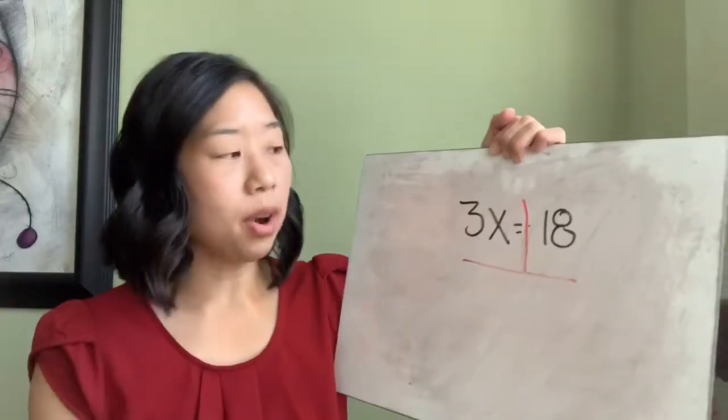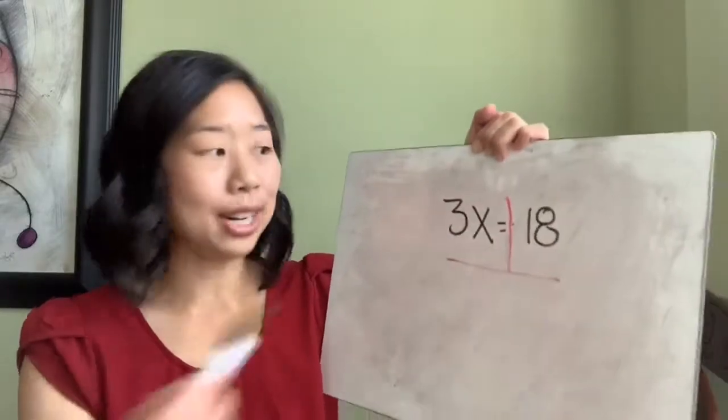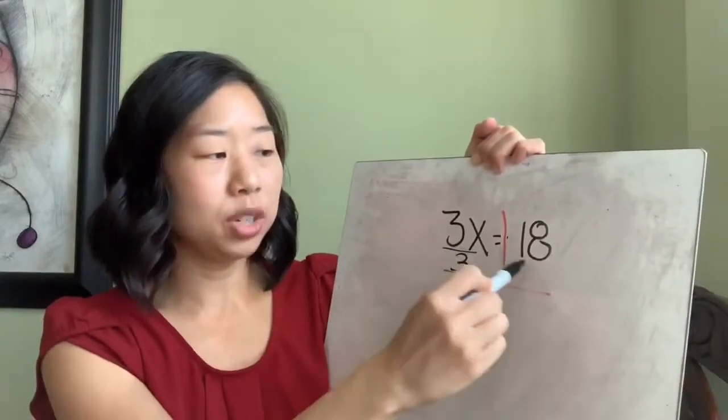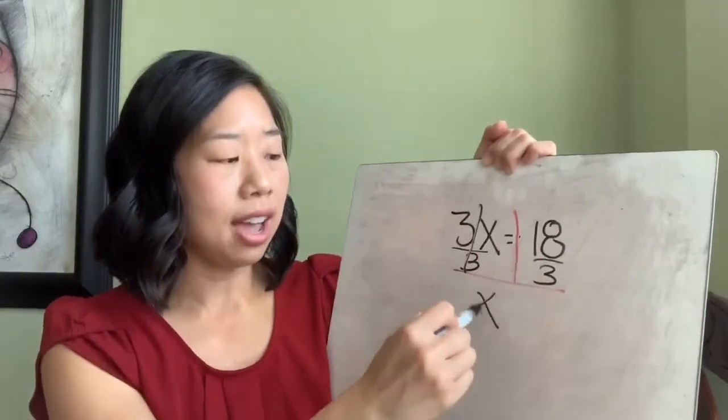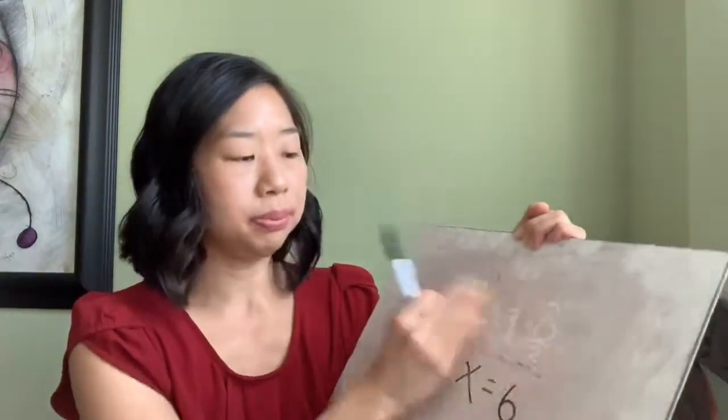And so I tell them, okay, how do we get our x by itself? Well, we're going to do the inverse of multiplication, which is division. So now I have x equals 6. Okay, same thing goes.